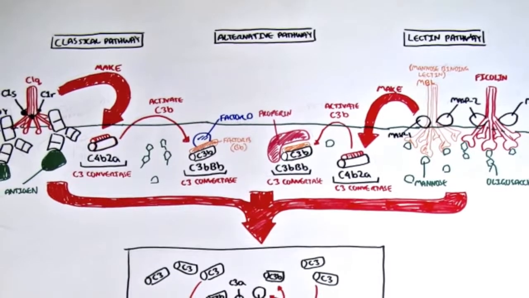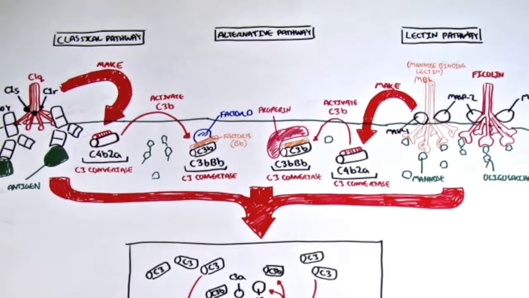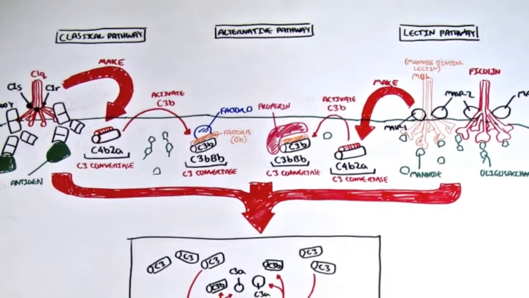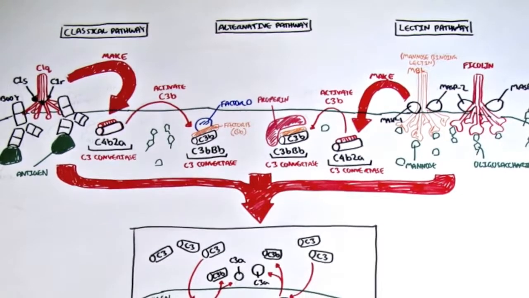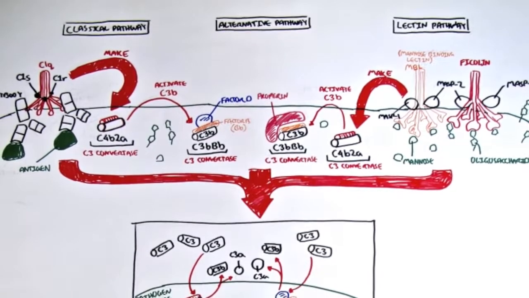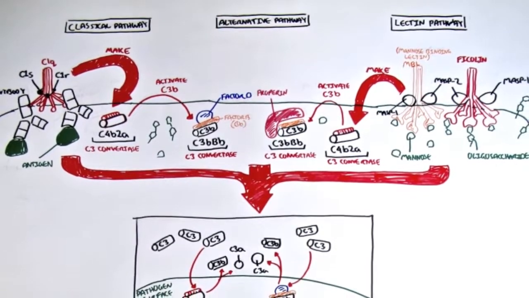So as you can see from this overview of the complement system, the complement proteins and the system itself is very important for the body, especially in the first line of defense, in the innate immune system.